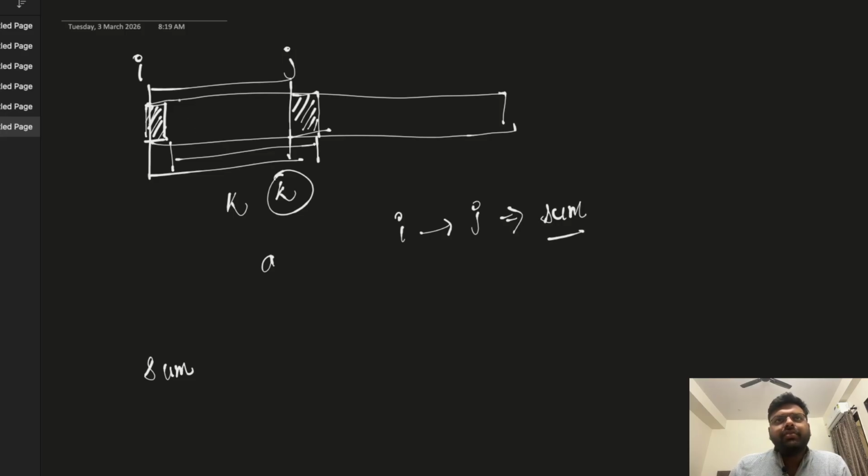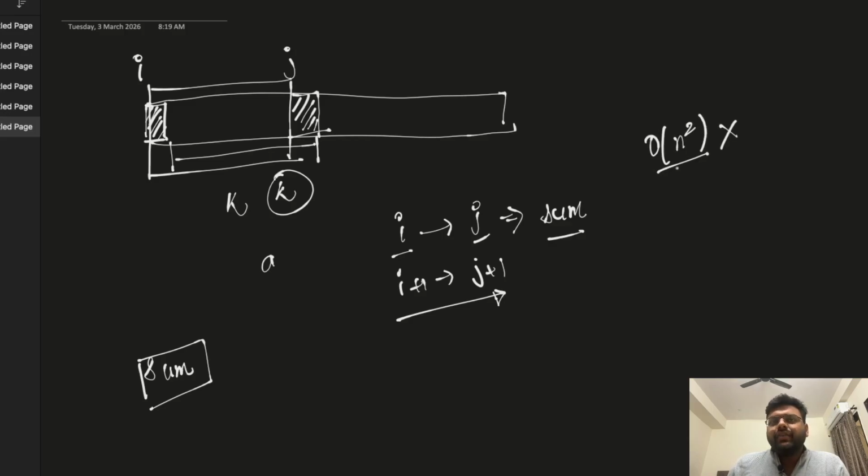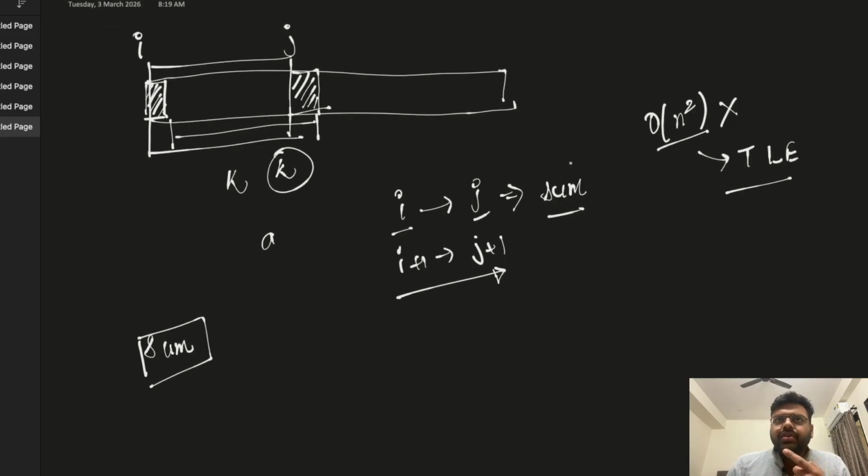Now if I want to find the sum for the next window, that is from i plus 1 to j plus 1, how optimally can I find that? The first one is a brute force approach, that for every window we go and find the sum from i to j. That would take big O of n square time. That won't be a good solution, because that would be brute force and would give a TLE.